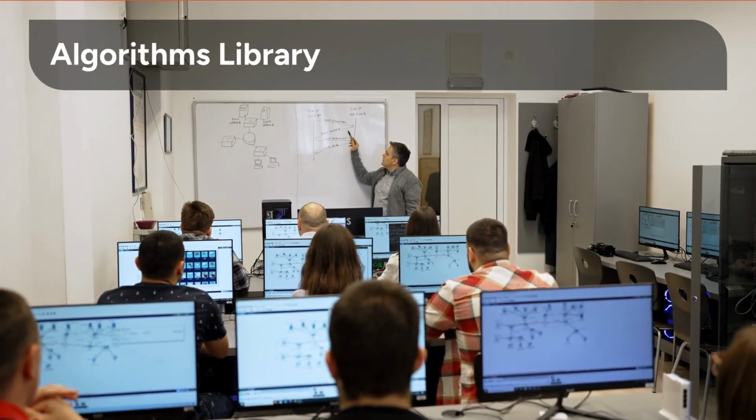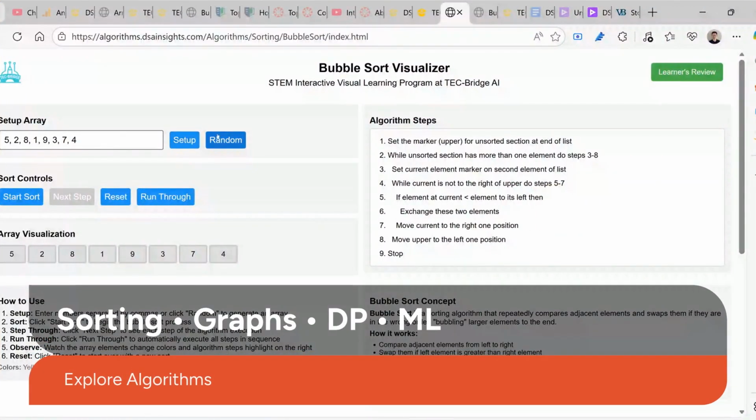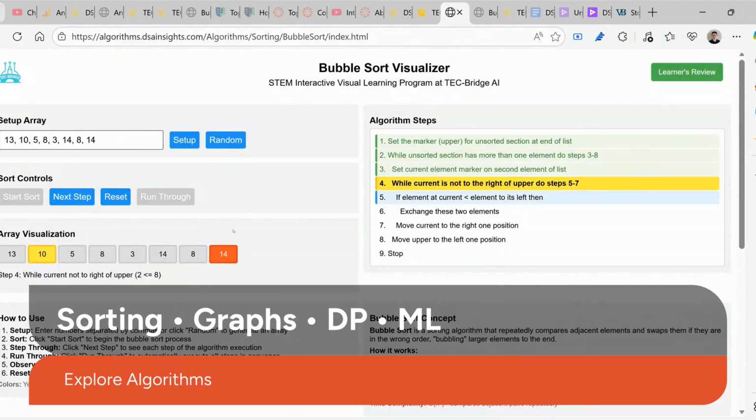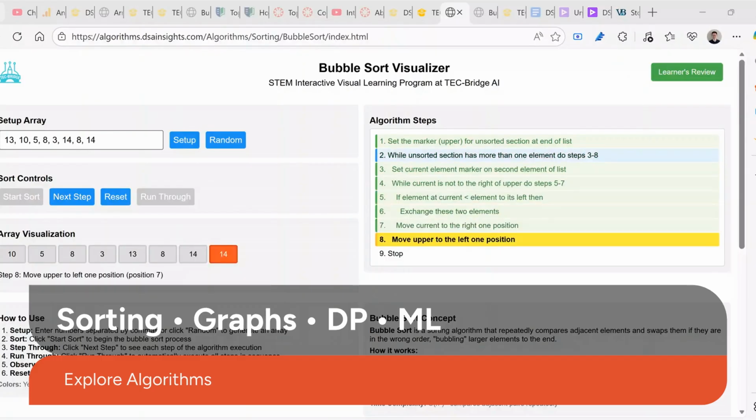Let's take a look at the comprehensive algorithms library. Explore a vast library of visualizers, from fundamental sorting and searching to advanced graph algorithms, dynamic programming, and even machine learning fundamentals. For example, on this bubble sort visualizer, we can see how a set of random values are sorted. The left visually displays the sorting of values, and the right visually shows the operation steps in the algorithm.